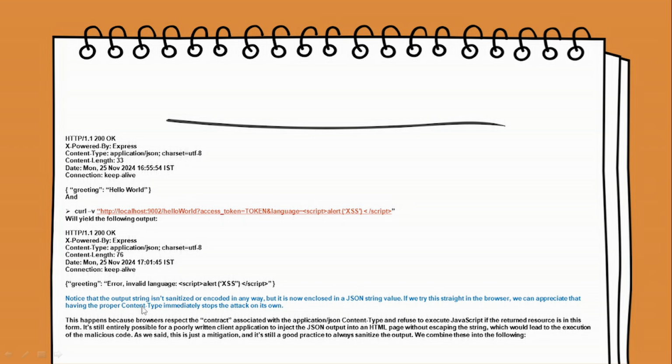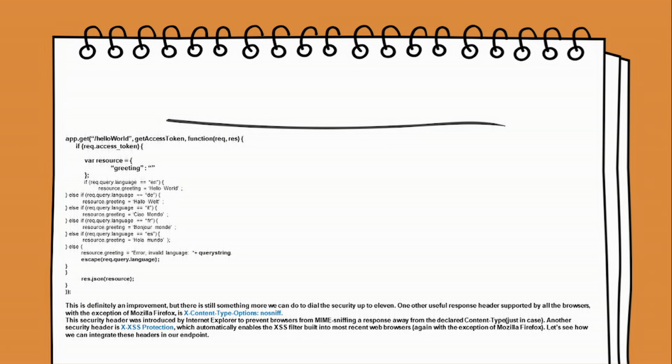It is still entirely possible for a poorly written client application to inject the JSON output into an HTML page without escaping the string, which would lead to the execution of the malicious code. As we said, this is just a mitigation, and it is good practice to always sanitize the output. We combine this now into the following. Let's see.